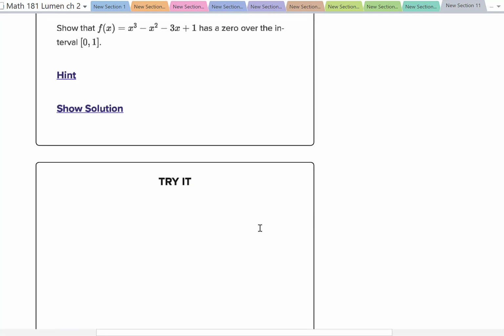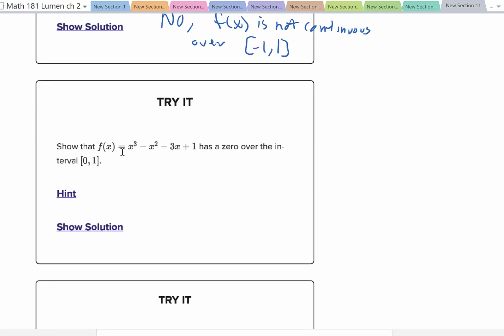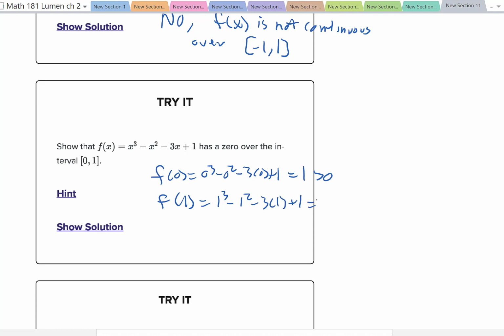And I believe this, oh, I've got two more. Show that f of x equals x cubed minus x squared minus 3x plus 1 has a 0 over the interval 0 to 1. So f of 0 is going to be 0 cubed minus 0 squared minus 3 times 0 plus 1, which is 1, which is positive. And f of 1 equals 1 cubed minus 1 squared minus 3 times 1 plus 1, which is, I believe, negative 1. Let's see here. It's 1 minus 1, 0, minus 3 plus 1, that's negative 2, which is less than 0.